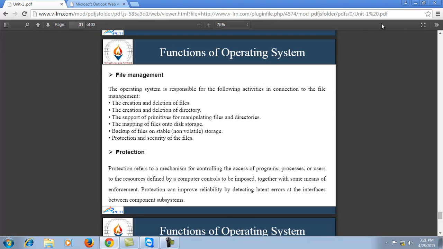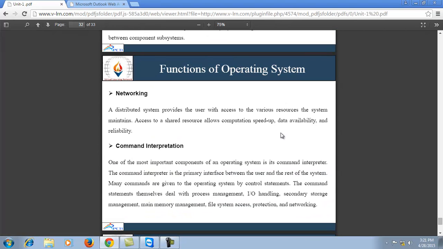Now come to the next function of the operating system. Networking. A distributed system provides the user with access to various resources. The system maintains access to shared resources. If the word network comes, then implicitly it is about sharing of data, sharing of resources, sharing of content. Access to shared resources allows computation speedup, data availability and reliability.